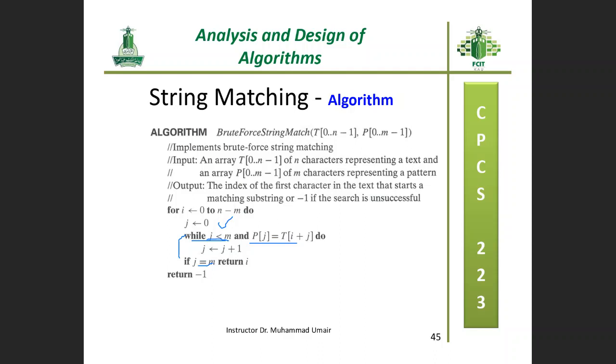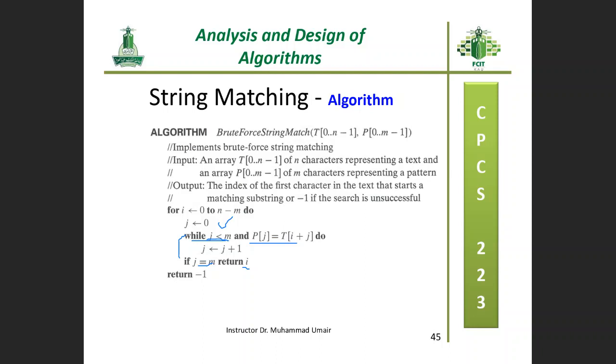If it comes out of the while loop due to the first condition, j less than m, becoming false, it means j has reached m. And if j has reached m, it means you have successfully compared all characters. Is that clear? You have found the pattern in the text, and i will be returned, which is the starting index. Is that clear?